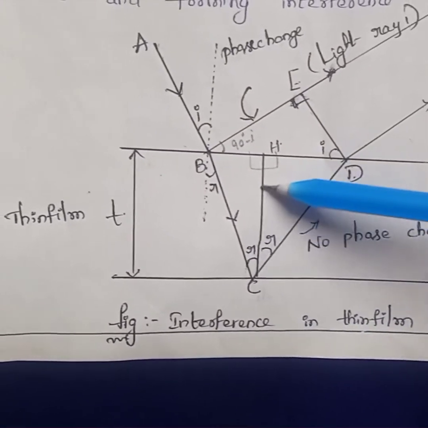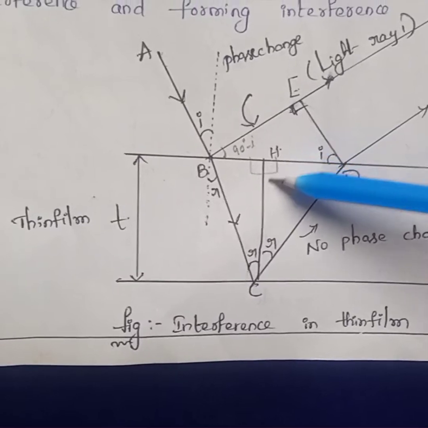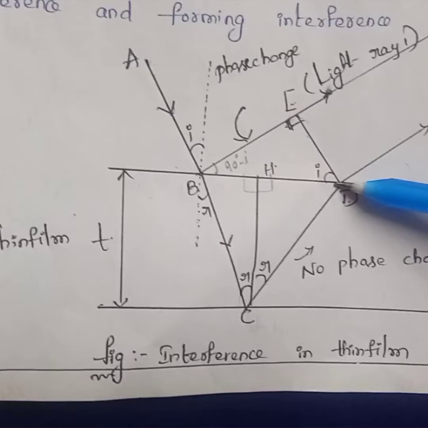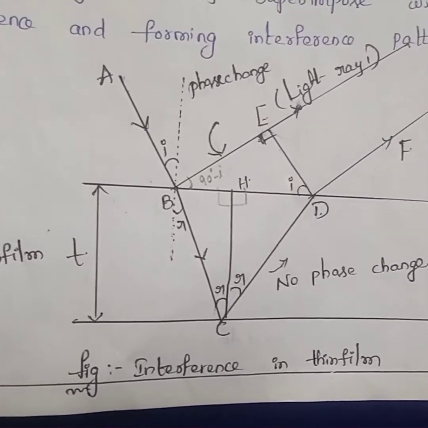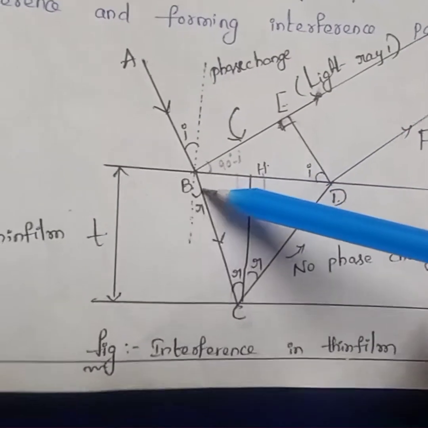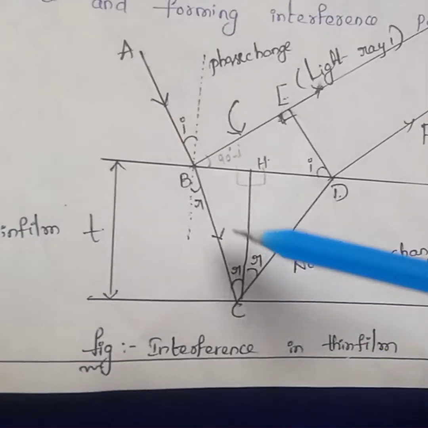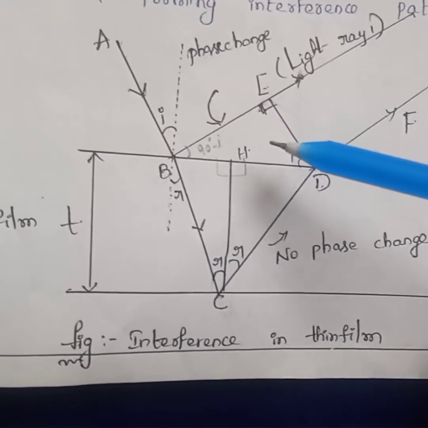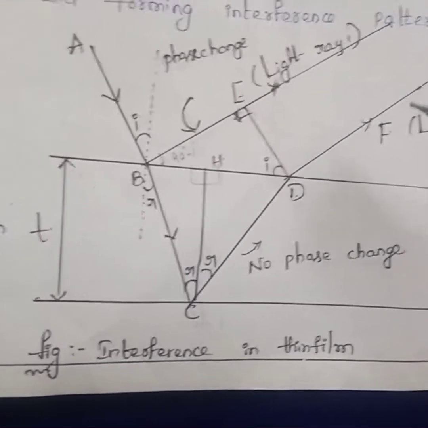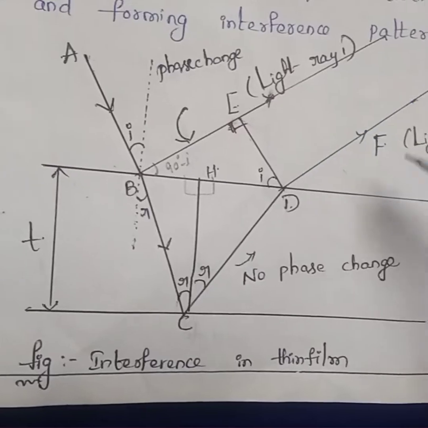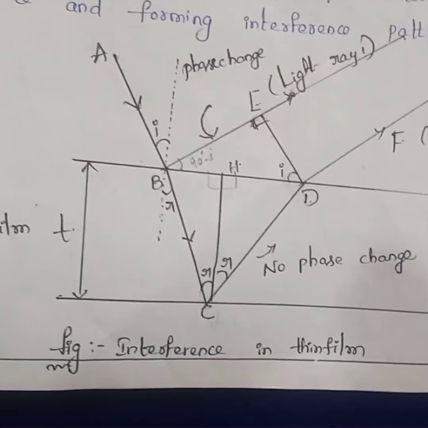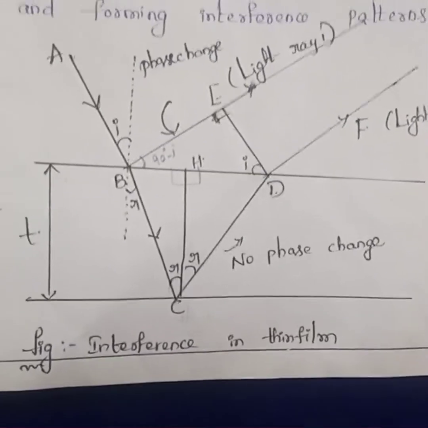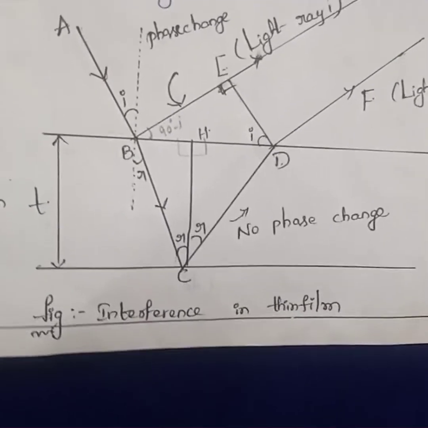Again it comes back to the upper surface of the thin film. After that it emerges from the upper surface of the thin film, and it forms light ray 2. So here BC is the transmitted ray and BE is the reflected ray. Okay, so here we have two light rays, light ray 1 and light ray 2. Both the light rays are superimposed and produce an interference pattern and form the interference fringes.